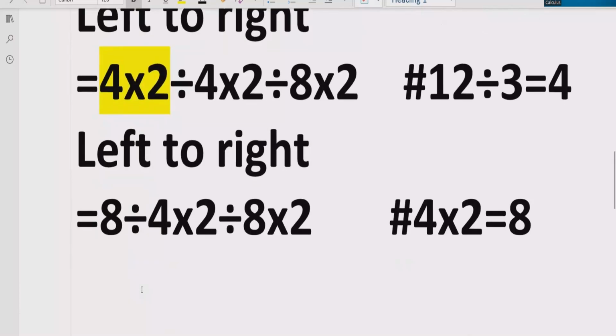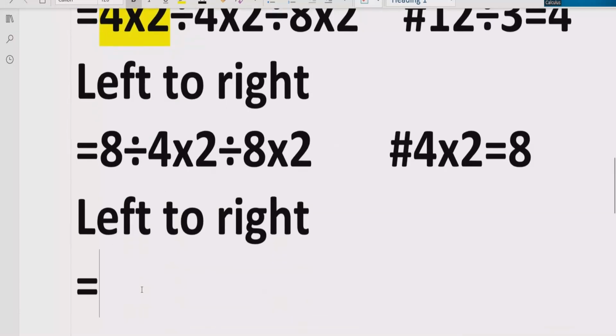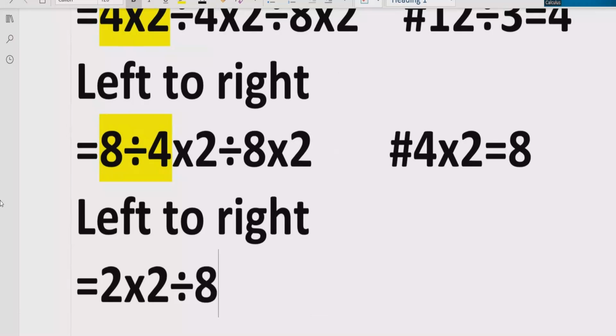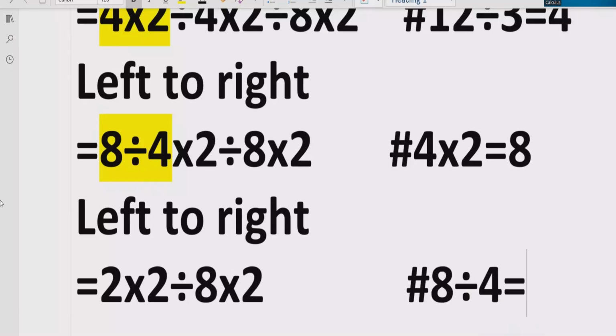Now again we have to go left to right and find out which is coming first. This time we have 8 divided by 4. We have to write 2 multiplied by 2 and divided by 8 and multiplied by 2. We will write here as it is, and here we have to give the reference: 8 divided by 4 equals 2.